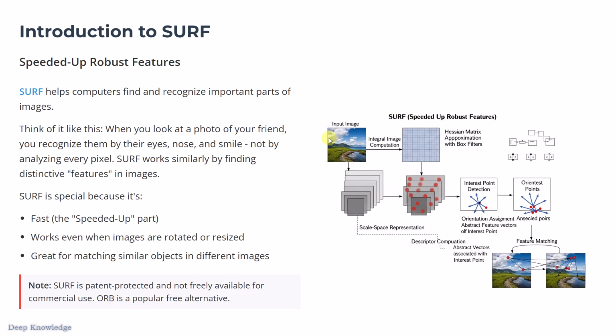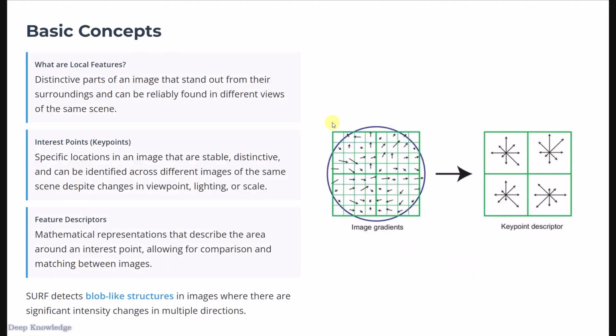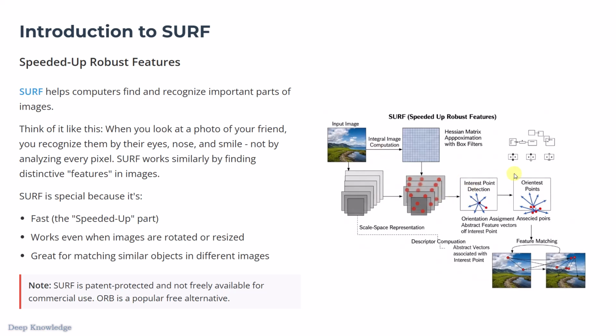You can see from this figure, it's getting the input, calculating the integral image computation, then scaling up, and there's a difference between SIFT and SURF. SIFT is resizing the images, and SURF is resizing the filter. We will see in a moment, also finding the interesting point, and after the interesting point, we will calculate the descriptor of this interesting point and use it, for instance, for matching.